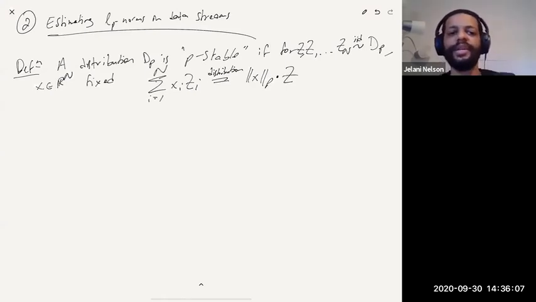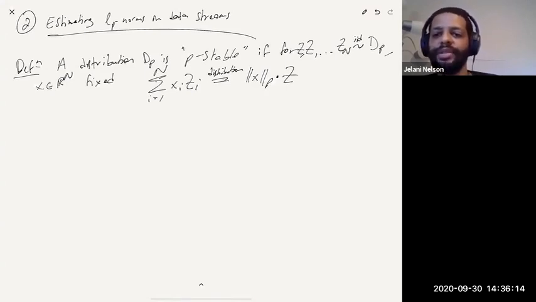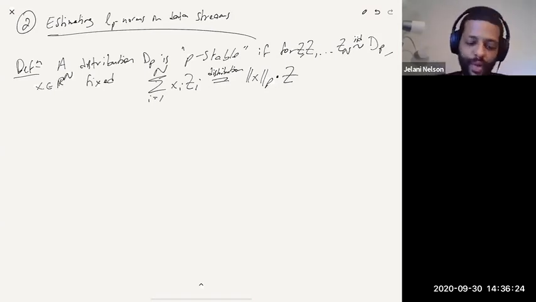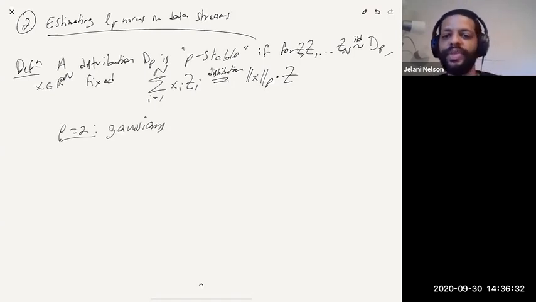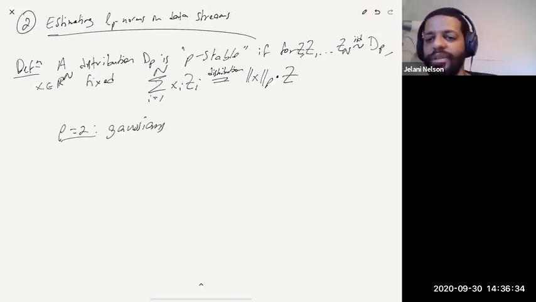Does that make sense? It's saying that if you sum up a bunch of p-stable random variables with different scale factors, what you get back is a p-stable random variable whose scale factor is the Lp norm of the coefficients. So Gaussians, p equals 2, satisfy this. If you sum up a bunch of independent Gaussians, you get back a Gaussian whose variance is the sum of the variances. In other words, that Gaussian is scaled by the standard deviation, which is just the L2 norm of these coefficients.